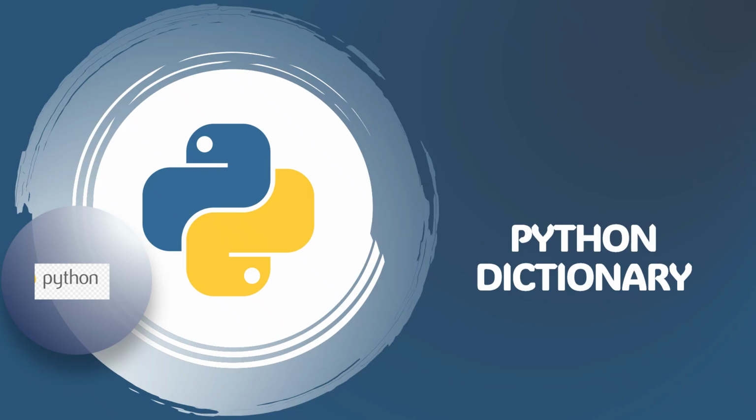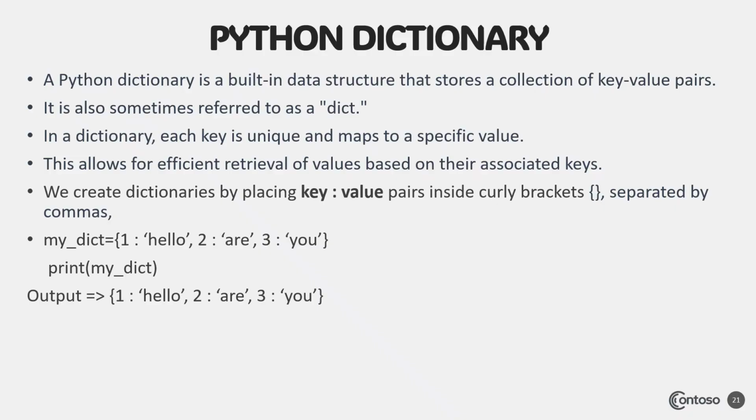Next, we are moving on to the next topic, the Python dictionary. A Python dictionary is a built-in data structure that stores a collection of key value pairs. It is also sometimes referred to as a dict. In a dictionary, each key is unique and maps to a specific value. This allows for efficient retrieval of values based on the associated keys.